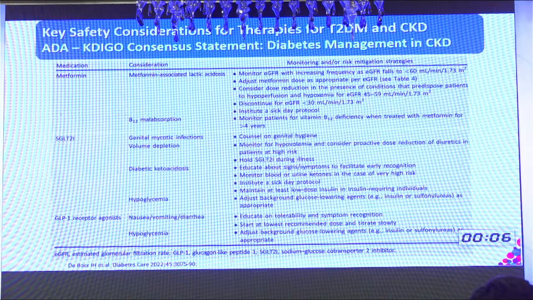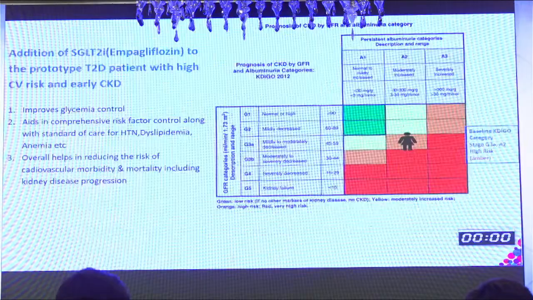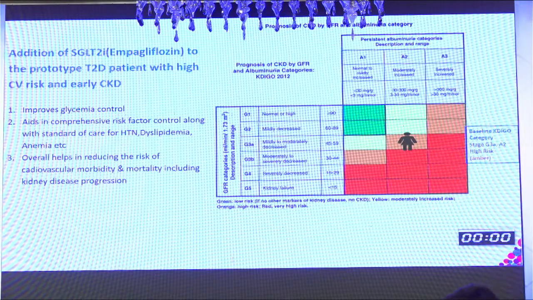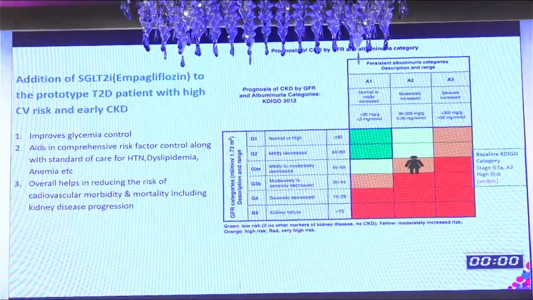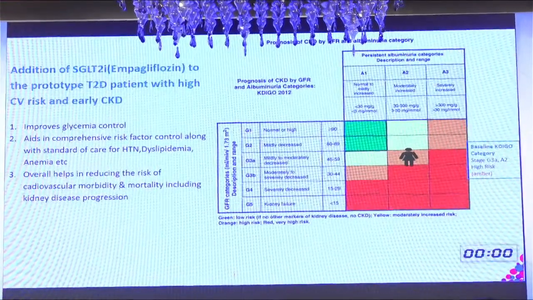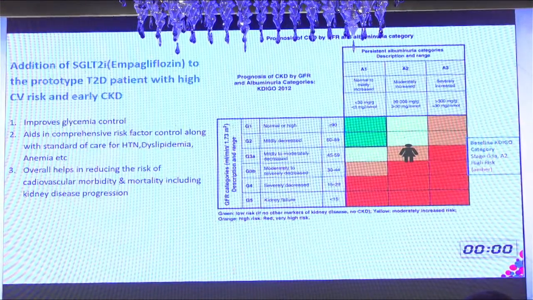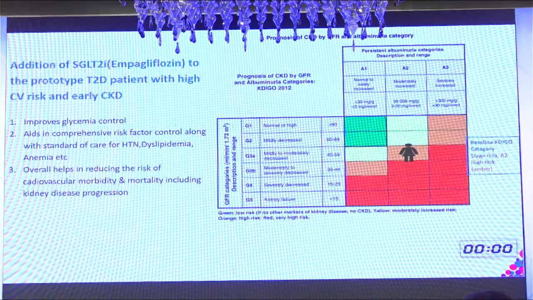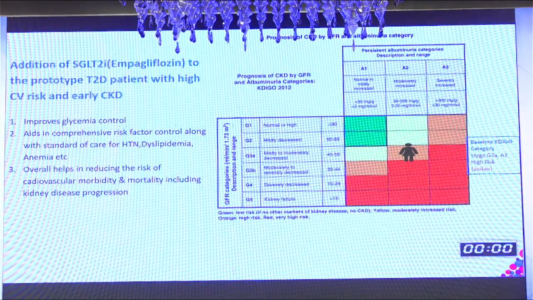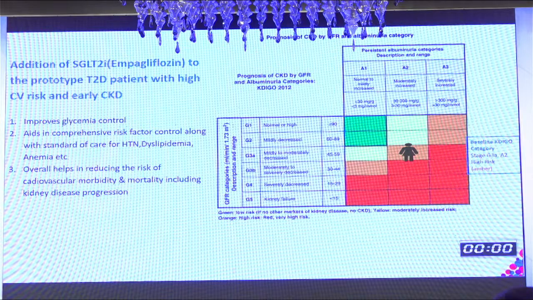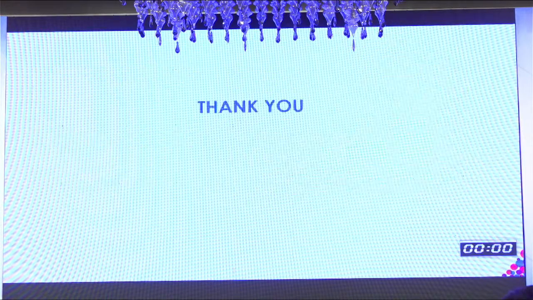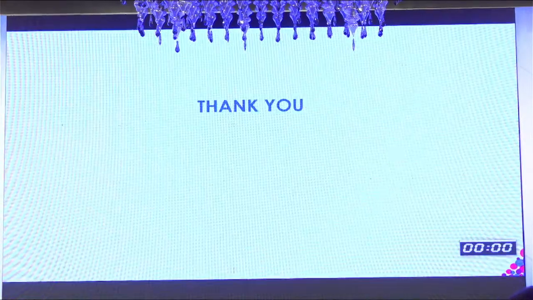GLP-1 analogs, I think cost is the biggest hindrance. We have not been able to use it, although it has shown such positive effects on kidneys and heart. So addition of SGLT2 inhibitors, the empagliflozin, to our prototype patient that we saw, the middle-aged female, it not only improves their glycemia, aids in comprehensive risk factor reduction, and prevents cardiovascular events and mortality due to progression of kidney disease. Thank you.